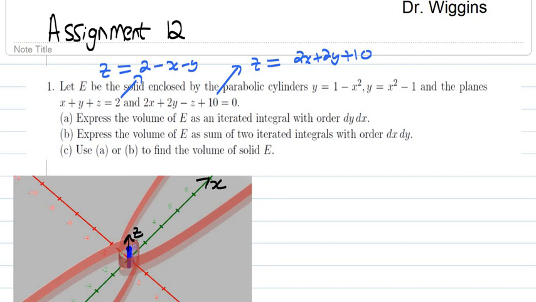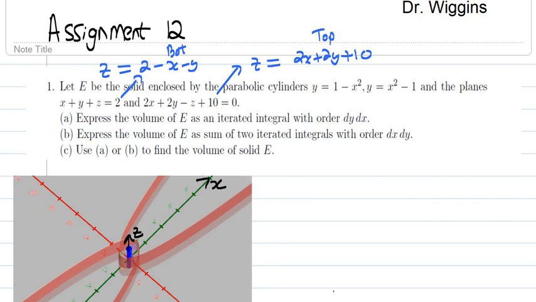If you take the solid and project it on the xy plane, the x values and the y values are pretty small. And so, when z equals 2x plus 2y plus 10, this will be the top lid, and when z is 2 minus x minus y, this will be the bottom lid. So you can see that the solid is indeed enclosed on all sides. It lies between these parabolic cylinders, and the top plane is z equals 2x plus 2y plus 10, and the bottom plane is z equals 2 minus x minus y.